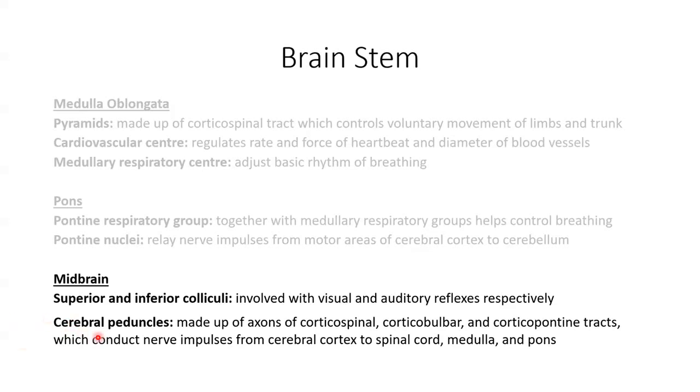And then we also had those bumps, which we call the cerebral peduncles. These are made up of axons of the corticospinal, the corticobulbar, and the corticopontine tracts. And they conduct nerve impulses from the cerebral cortex to the spinal cord, the medulla, and the pons. And again, we will cover each of those tracts in our neural pathways lecture.